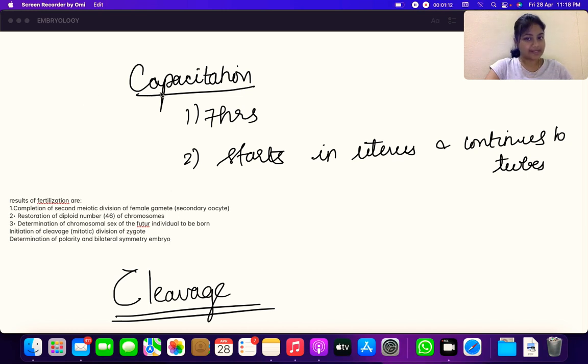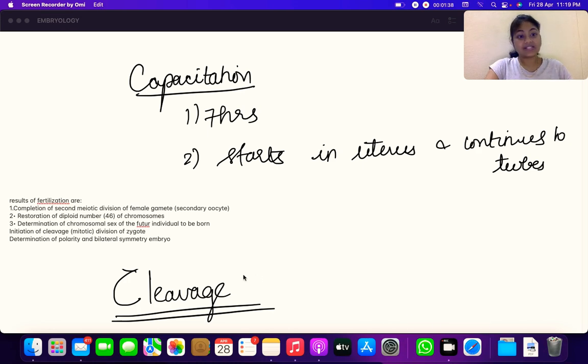A point on capacitation. It is the final stage of maturation of the spermatocyte that happens inside the female reproductive tract. It takes nearly 7 hours, starts in the uterus and continues up to the tubes. It is believed to be because of calcium influx and certain release of chemicals from the sperm head, and the follicular fluid is said to promote this process of capacitation.